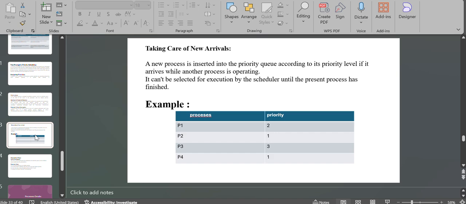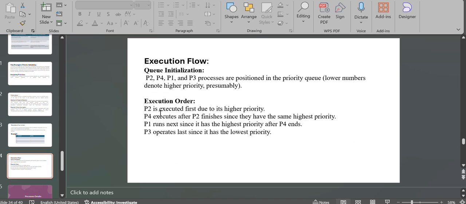Here you can see the example of process and priority. P1 has priority 2, P2 has priority 1, P3 has priority 3, and P4 has priority 1. Here is the execution flow. Queue initialization. P2, P4, P1, P3 are positioned in the priority queue. A lower number denotes a higher priority.